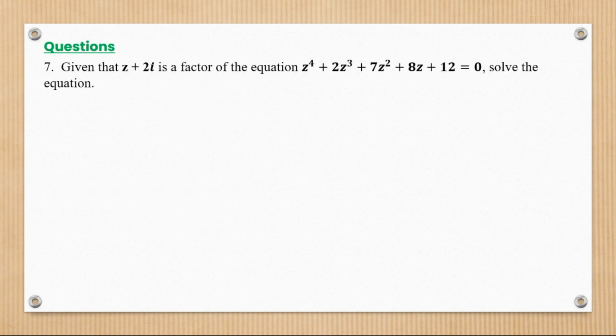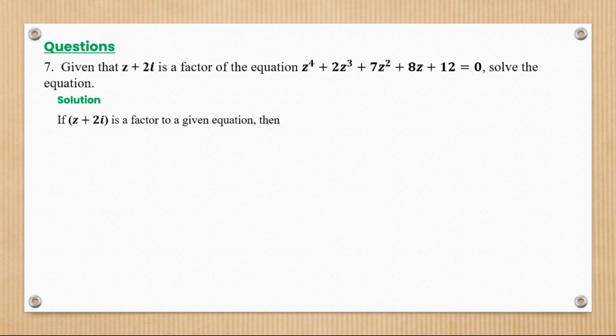Alright, so we have this other one. We're given that z plus 2i is a factor of the equation. So this is a quartic equation. z to the power 4 plus 2z cubed plus 7z squared plus 8z plus 12 is equal to 0. So solve the equation. So how do we solve this?